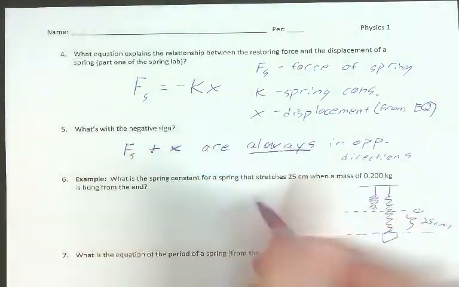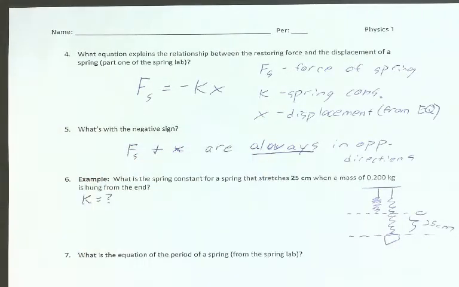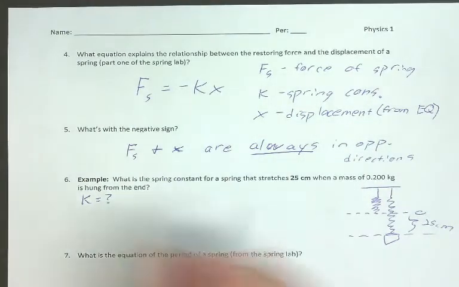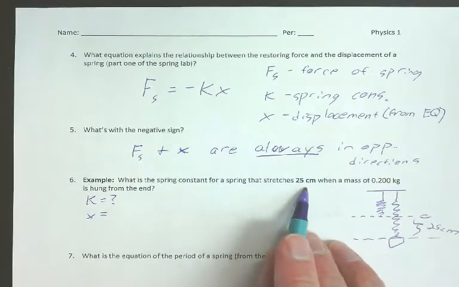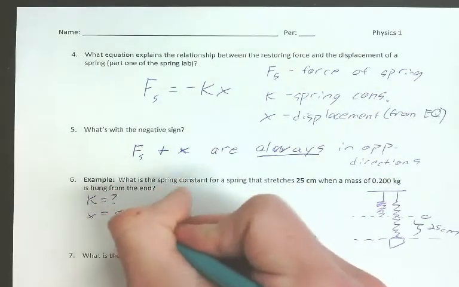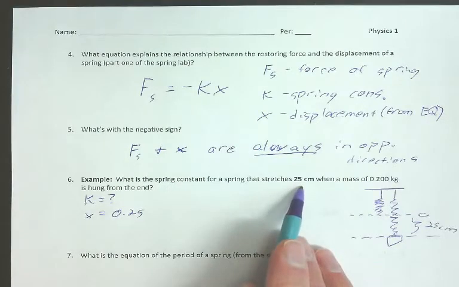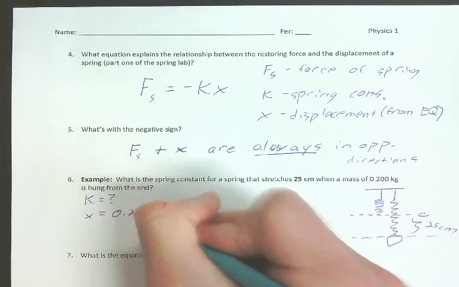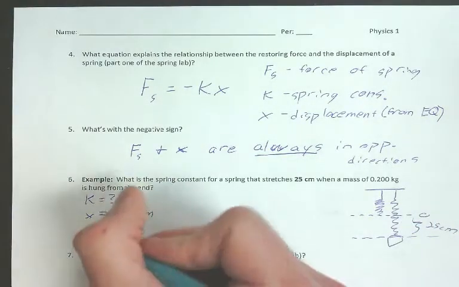So, what is the spring constant? We're solving for K. It stretches 25 centimeters, so that's X. Now it needs to be in meters, so that's 0.25. I divide by 100 to go from centimeters to meters. And the mass is 0.2 kilograms hung from the end.